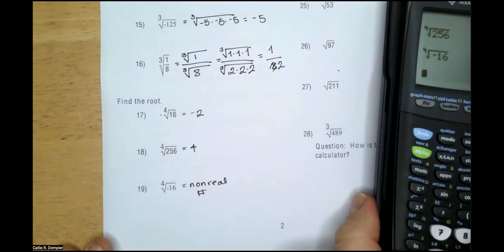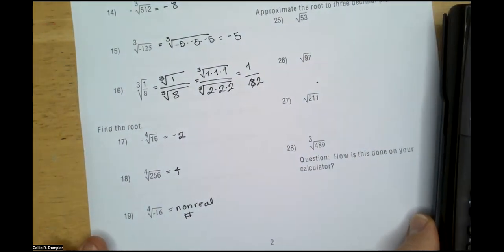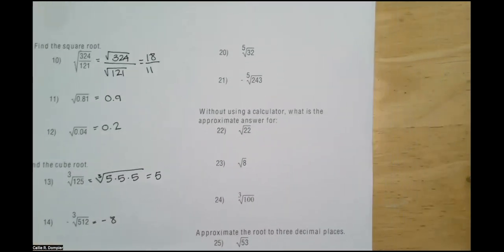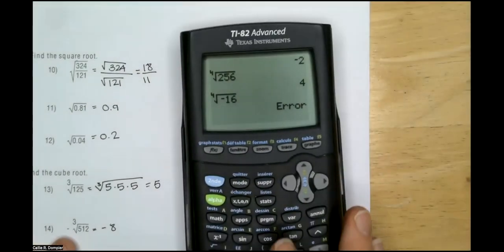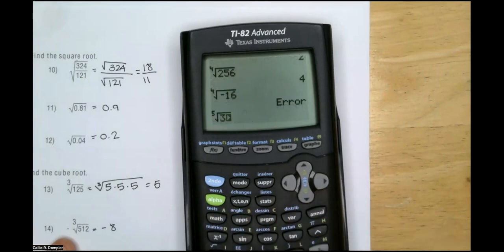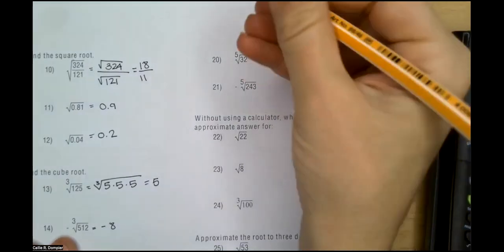There is an answer. We'll talk about it with complex numbers, but for this lesson, it's no solution. Okay. All right, the 5th root of 32 is 2 because 32 is 2 times itself 5 times.